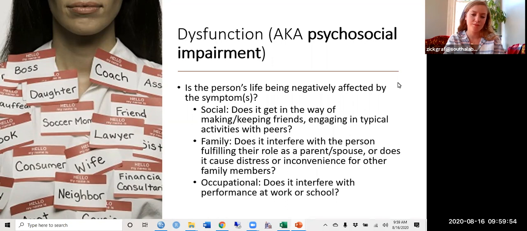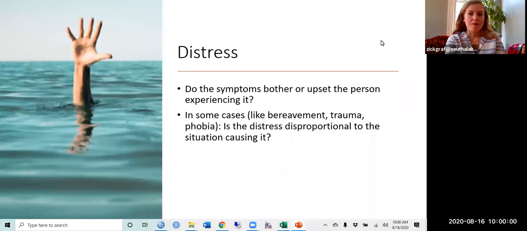So the last, and from a clinical perspective, arguably the most important D is distress. Basically that's just, does the symptom bother the person who's experiencing it? Do they want it to stop? There are some psychological disorders where distress alone isn't enough, and we have to ask, is the distress proportional? An example of that would be if someone is incredibly sad and depressed after losing someone close to them. We consider bereavement, grief, the loss of a loved one, to be a normal reason to feel distress. So there's a lot of distress present, but it's not necessarily deviant.